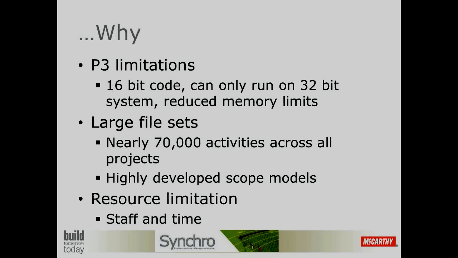Why? What were the issues? P3, as you know, has limitations. 16-bit code only runs on 32-bit computers, so you're limited on the memory and the processing power that you have. Because Kaiser wanted more and more detail in those CPM schedules, we're at about 70,000 total activities across phase 2. That's a lot of activities.